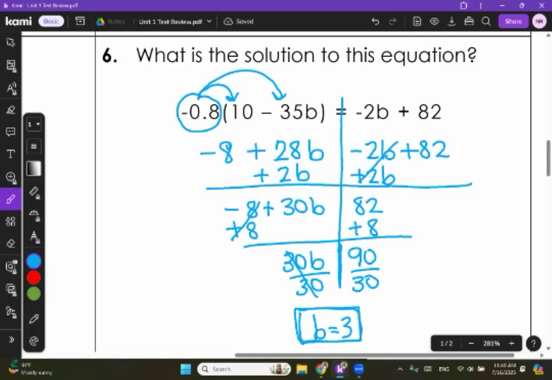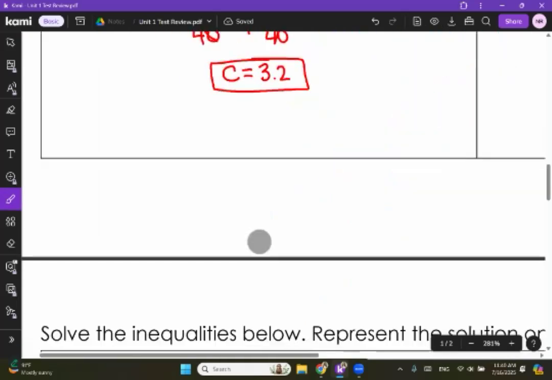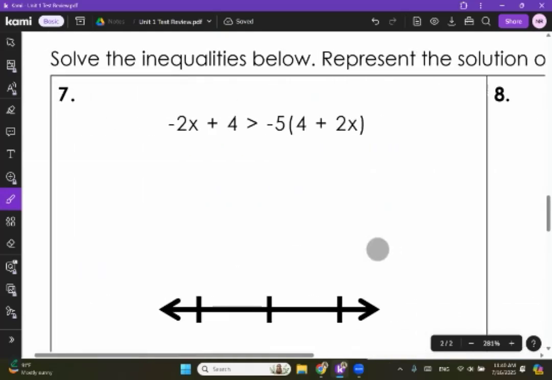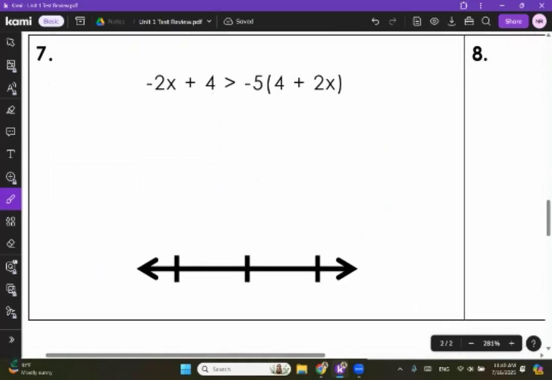A lot of solving on this test. But if you look at the back, notice we also have inequalities. Solve the inequalities below, represent the solution on the number line, meaning graph it. What's the difference between an inequality and an equation? Flip it when you multiply or divide by a negative. Negative 5 times 4, negative 20. Negative 5 times 2, negative 10.